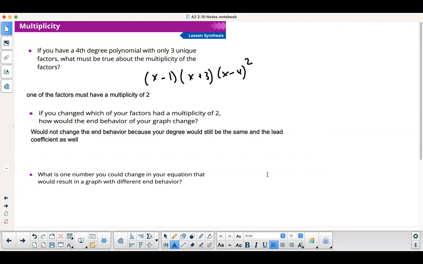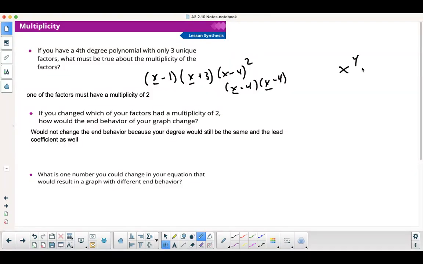Okay, let me show you here. Like here, this would be x squared, because remember, it's x minus 4 times x minus 4. So it's x times x times x times x, and we get x to the fourth. Positive, it's a 1 in front. So left side up, right side up. If I changed it to x minus 1 squared times x plus 3 times x minus 4, you'd still get x squared times x times x. You'd still get 1x to the fourth. So you'd have the same end behavior.